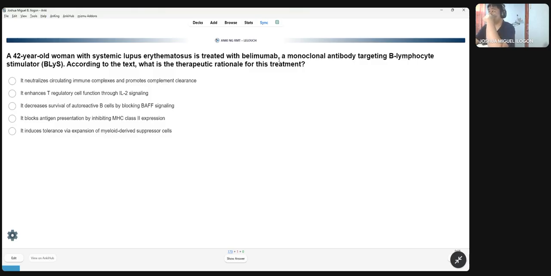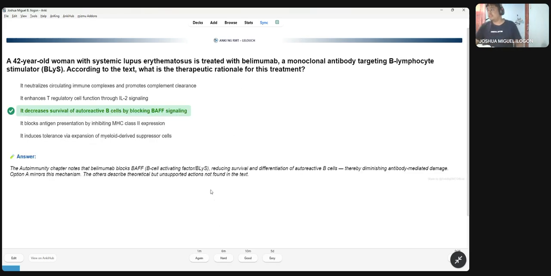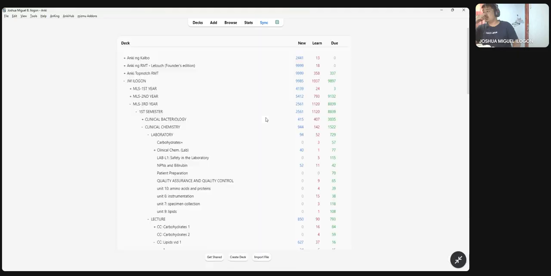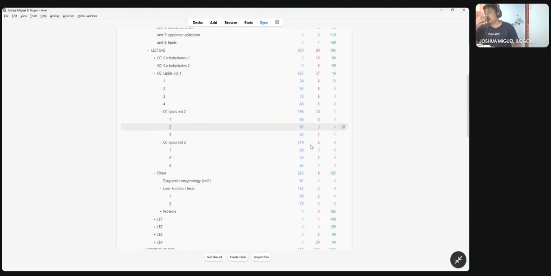42-year-old woman with systemic lupus erythematosus is treated with belimumab, a monoclonal antibody targeting B lymphocyte stimulator, BLyS, according to text. What is the therapeutic rationale for this treatment? So it's monoclonal B lymphocyte. I forgot. I don't know. Decreases survival of autoreactive B cells by blocking BLyS. I'm gonna have to adjust. I need to finish this within the day, so I'm gonna have to take this to another level.